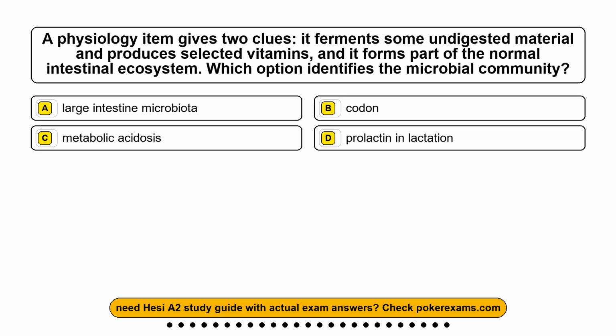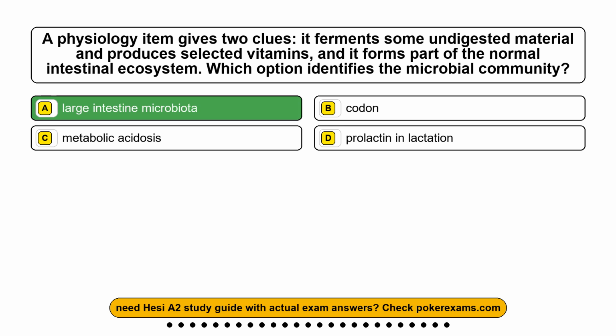Question 11. A physiology item gives 2 clues: it ferments some undigested material and produces selected vitamins, and it forms part of the normal intestinal ecosystem. Which option identifies the microbial community? Option A, large intestine microbiota. Option B, codon. Option C, metabolic acidosis. Option D, prolactin and lactation.